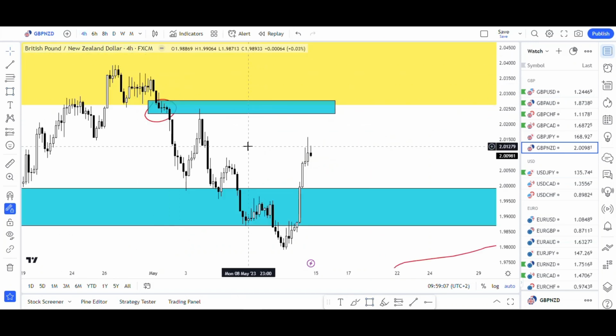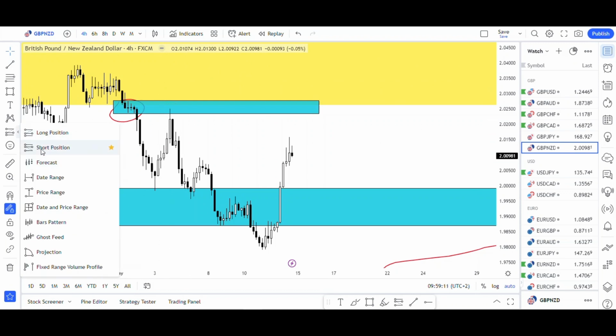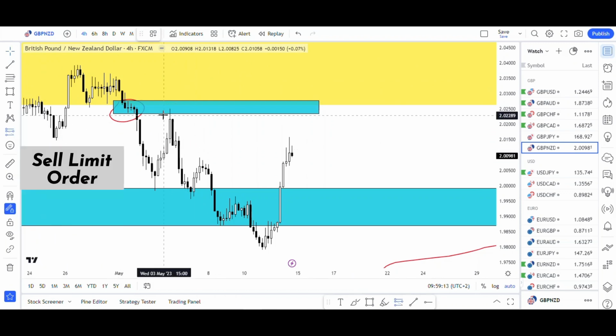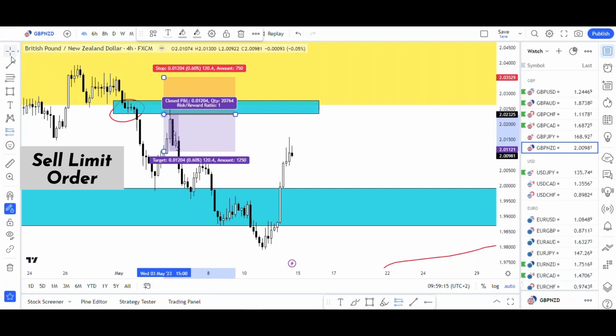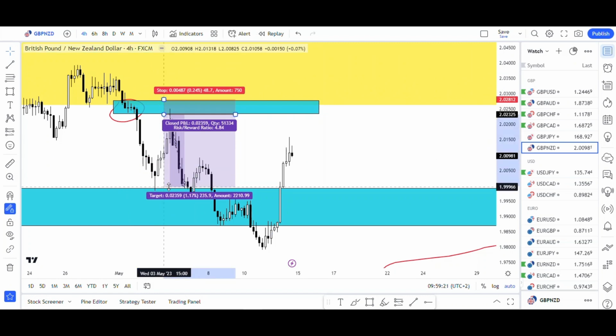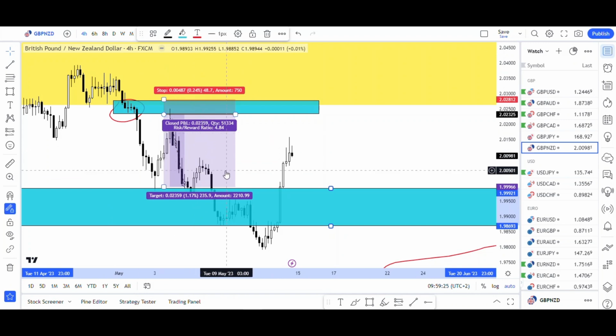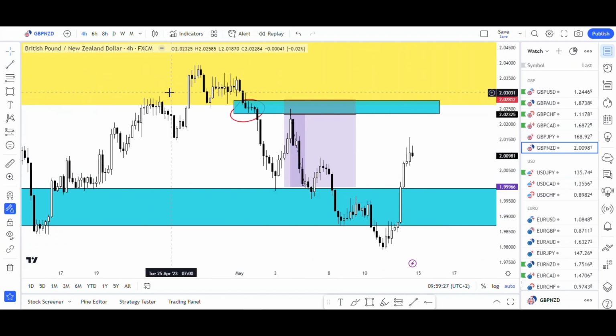So after I saw this CP, I placed a sell limit order here, and I kept the trade until here. So I made about 4.5% on this trade. So the trade was simple.